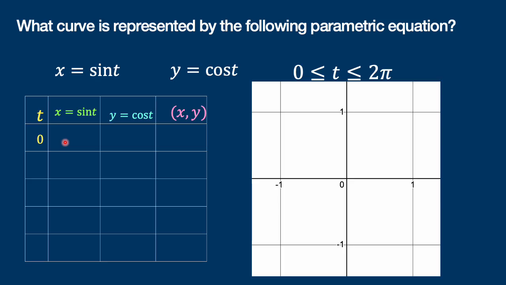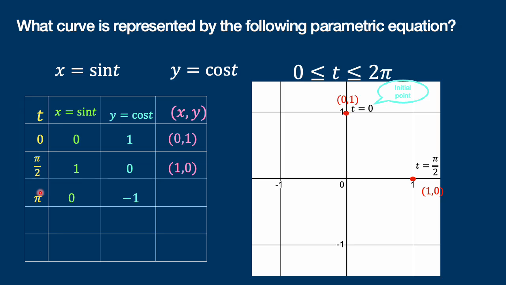t equals 0 gives 0 and 1, right? t equals pi over 2. Sine pi over 2 is 1 and cosine is 0, so your position is 1 and 0. t equals pi. Sine pi is 0. Cosine pi is negative 1. So 0 and negative 1. That's right there.